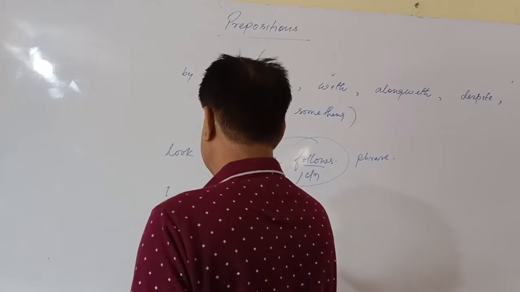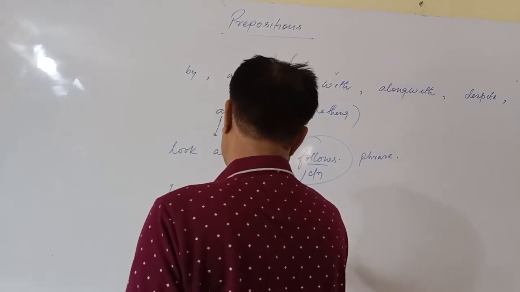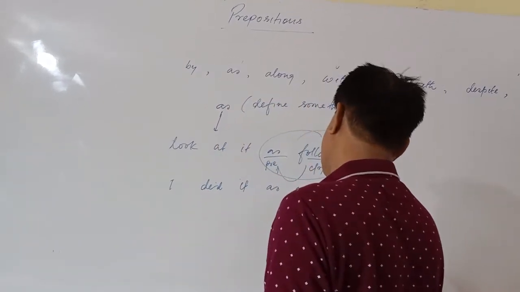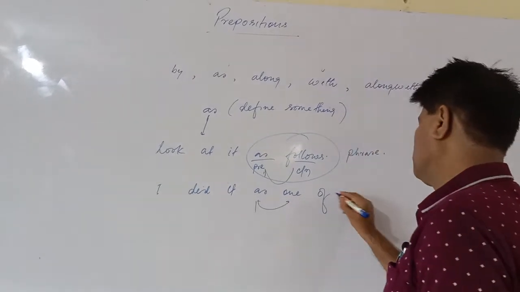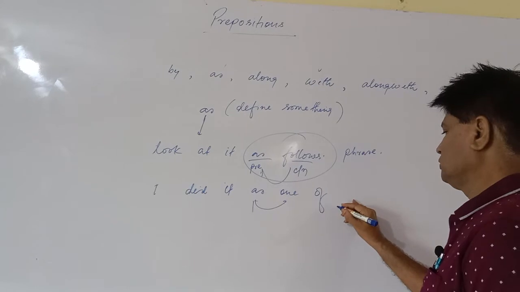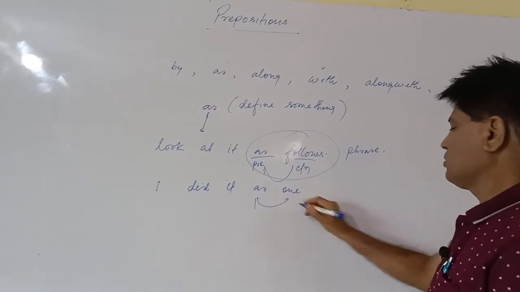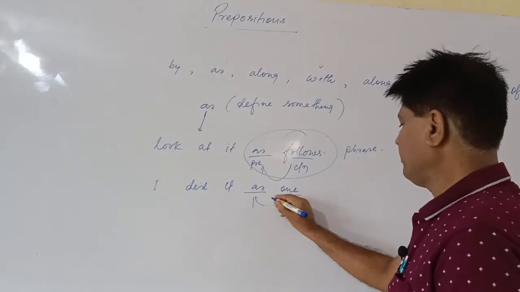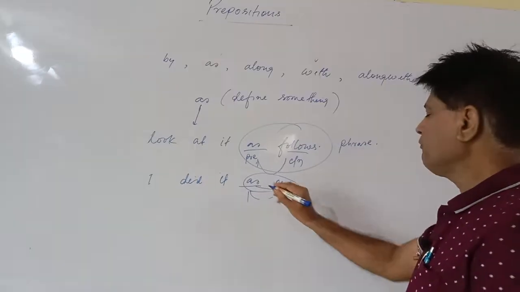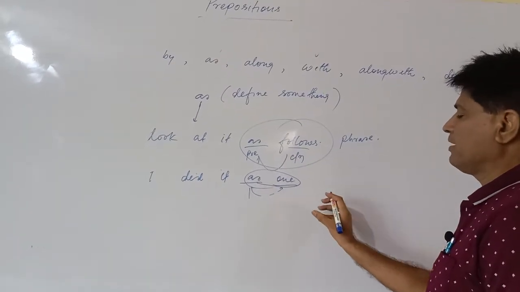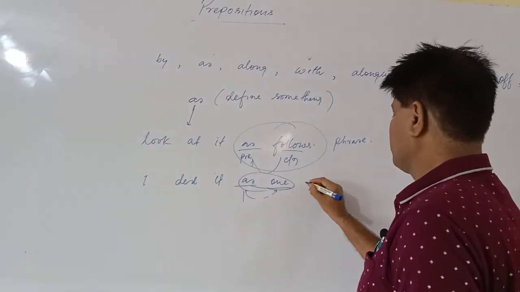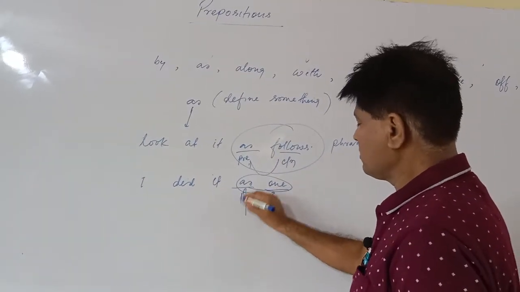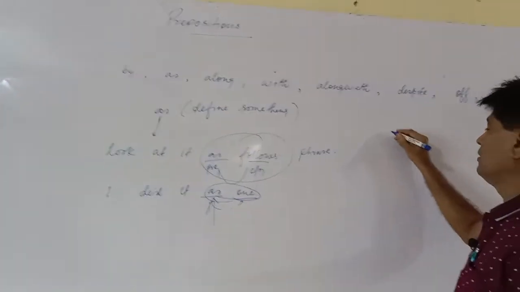I did it as one for you, as one. So up till that it will be a phrase for you, and if you are using other words with the phrase, then it becomes an adverb for you, right? So it is as preposition over here.